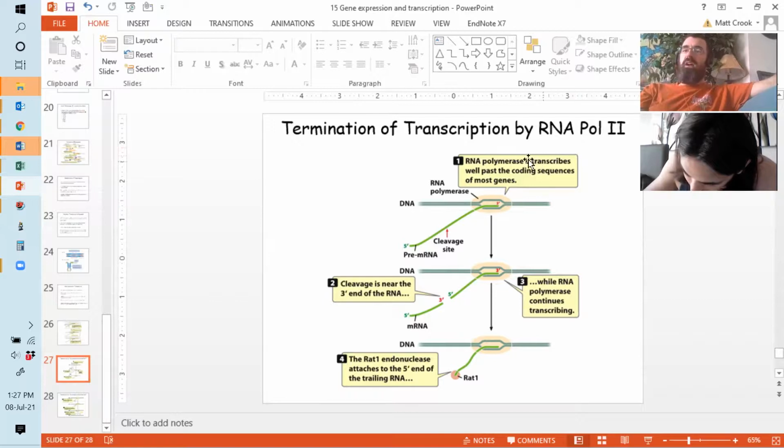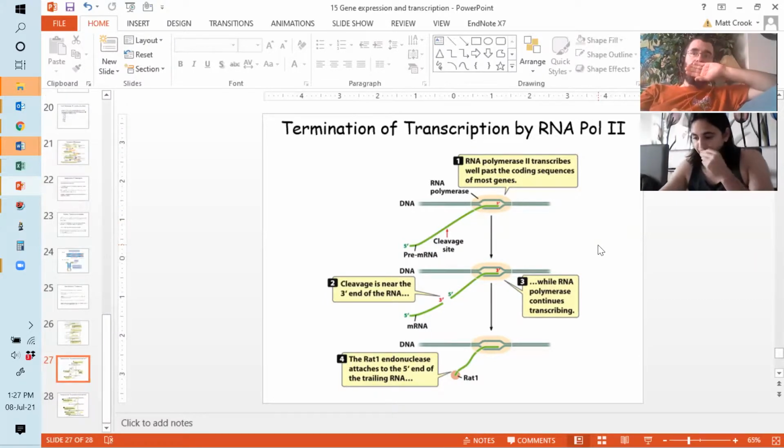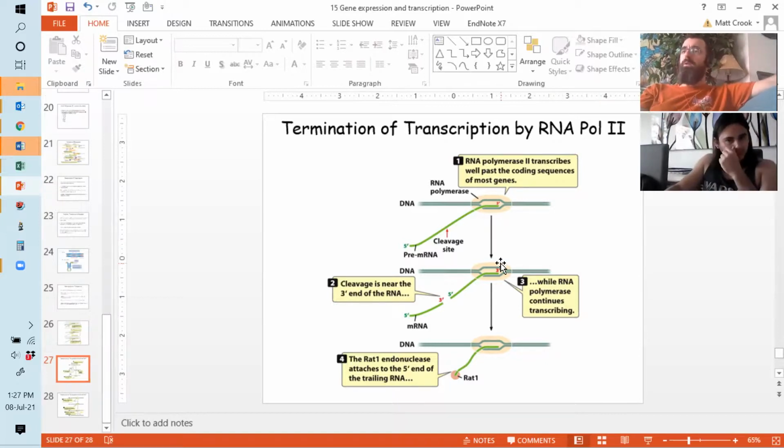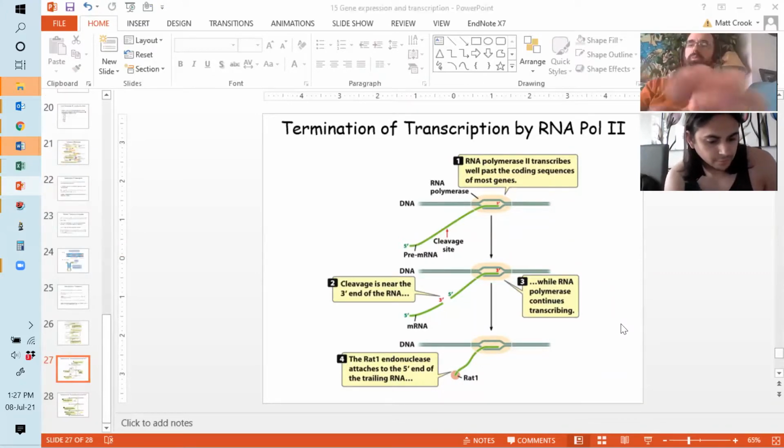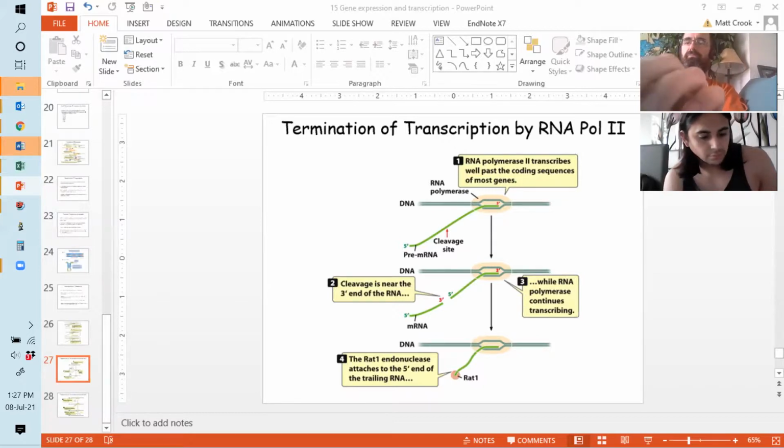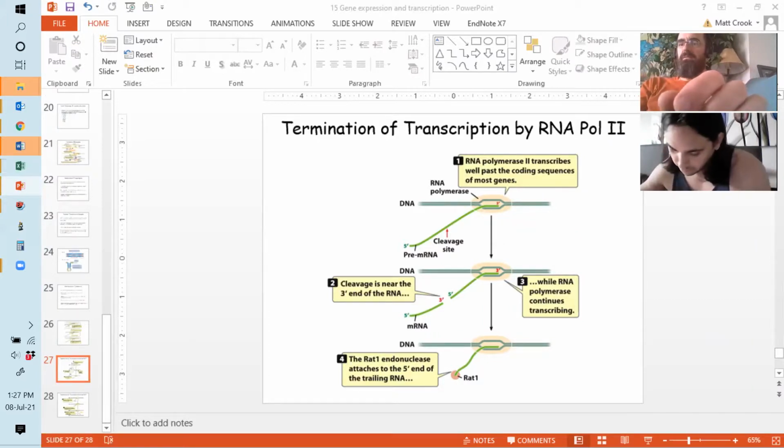And so in eukaryotes, the RNA polymerase just keeps going well past the end of the actual coding sequence. Actually, well past the end of even the 3' UTR. And essentially the new mRNA is called a pre-mRNA because that stands for precursor. And that's not ready for translation.